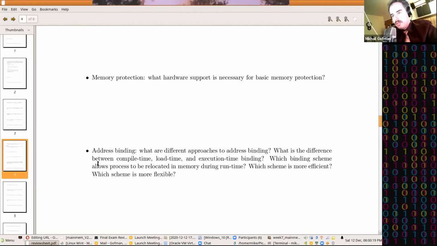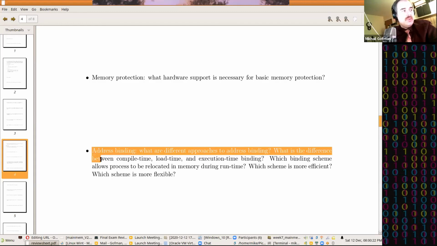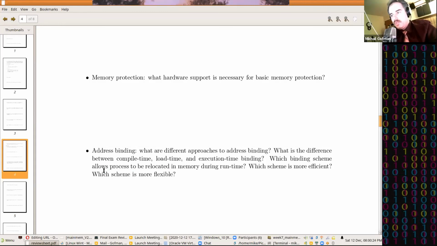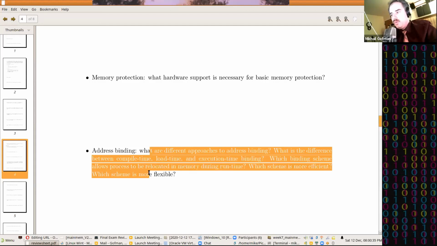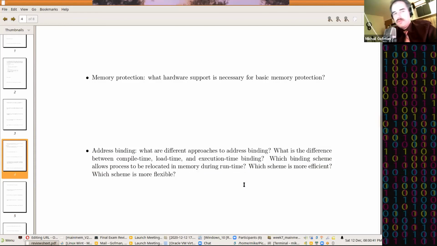So the next question asks us about binding. What are the different approaches to address binding? What is the difference between compile time, load time, and execution time? Which binding scheme allows a process to be relocated in memory during runtime? Which scheme is more efficient? Which scheme is more flexible?